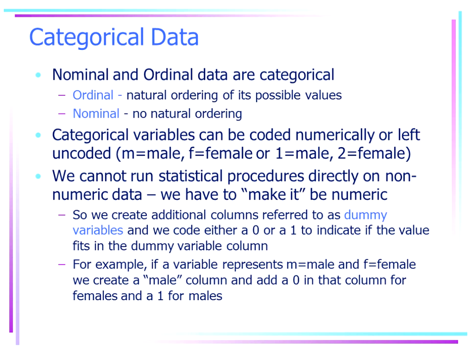When we want to do math, we're going to have to convert that M and F to a 1 and something else, 0 and 1. So we'll do that later. We can't run statistical procedures directly on non-numeric data. We have to make it be numeric.